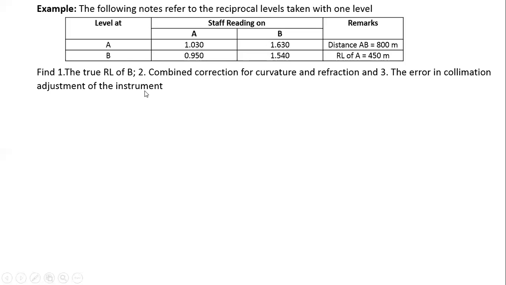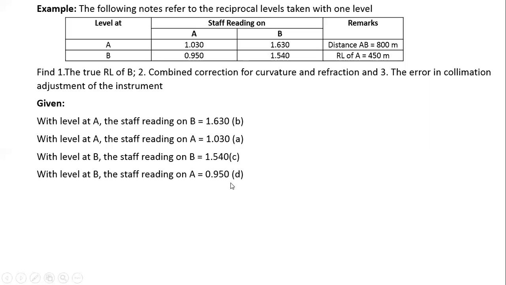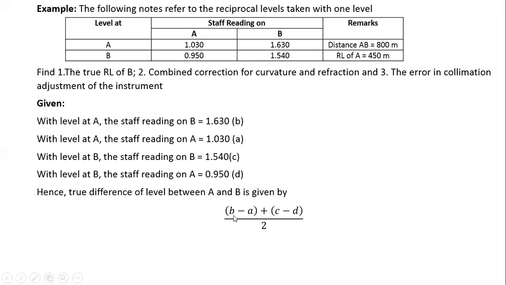You have to find out the true RL of B. So we are given when the level at A, the staff reading on B is 1.630, that is a small b here. When the level at A, staff reading on A, that is a small a, is 1.030. From B, this is the staff reading, that is your C value, and this is your D value. So we can easily find out the true difference of level between A and B, again by the previous formula, b minus a plus c minus d divided by 2. All the quantities are known to me. So this is my true difference of level between A and B.